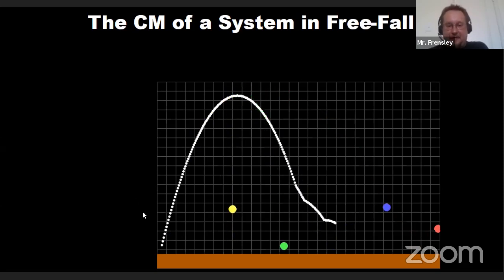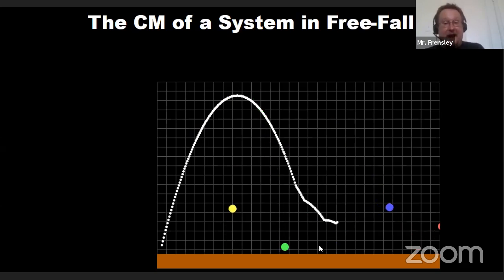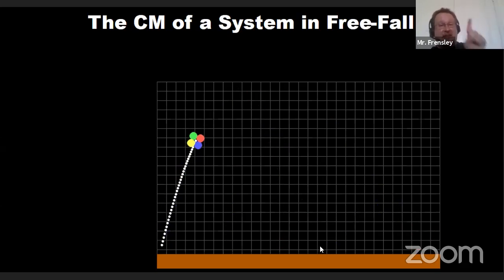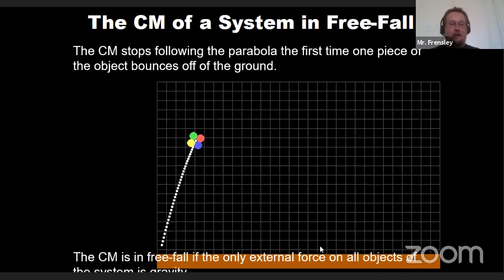And then this happens. Oh my gosh. When does the center of mass stop following that parabola and start a new parabola? If you said when the first time any of the objects hits the ground, then you're right. The center of mass stops following the parabola the first time one piece of the object bounces off the ground.